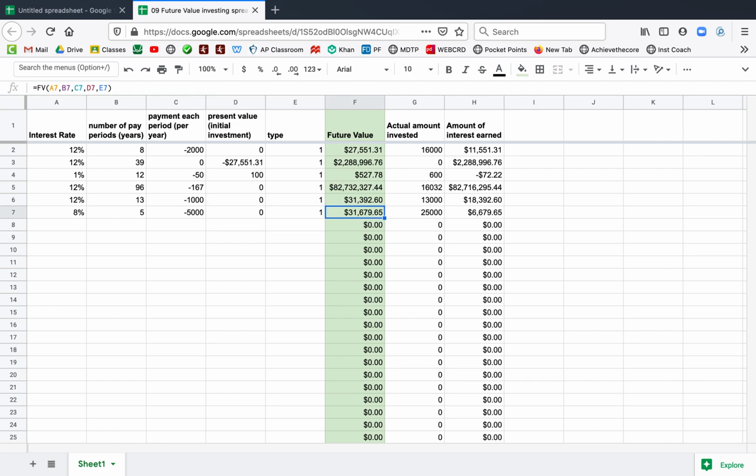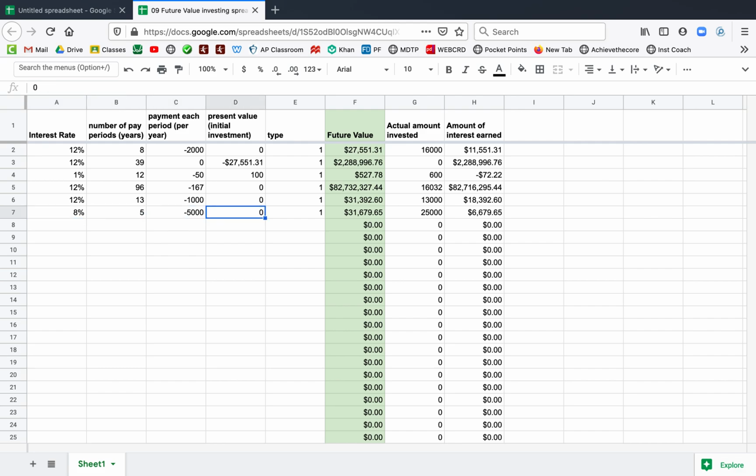All right, so it looks like I would have $31,679.65 in the account. I would actually be investing $25,000, and I would be making $6,679.65 in interest if that was my account.